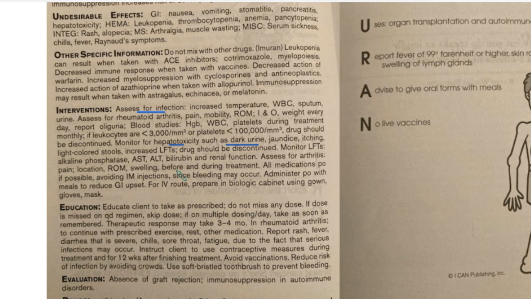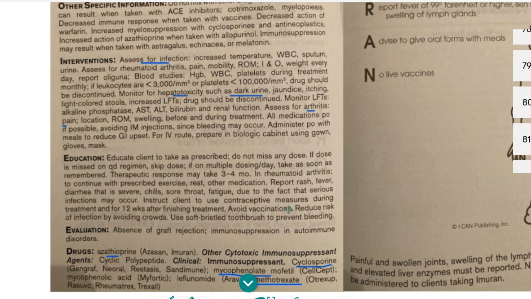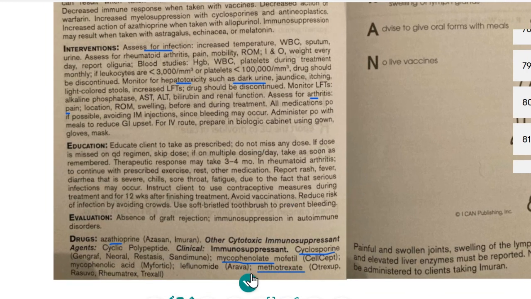So we will be doing labs, blood studies, monitoring for hepatotoxicity, and assessing for arthritis pain for patients who may be taking it for something like rheumatoid arthritis. Education, we tell this patient don't miss or skip any doses. Therapeutic response may take place in 3 to 4 months. This depends on what they're taking it for.